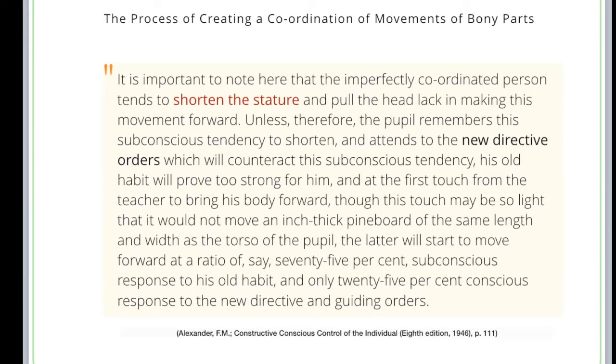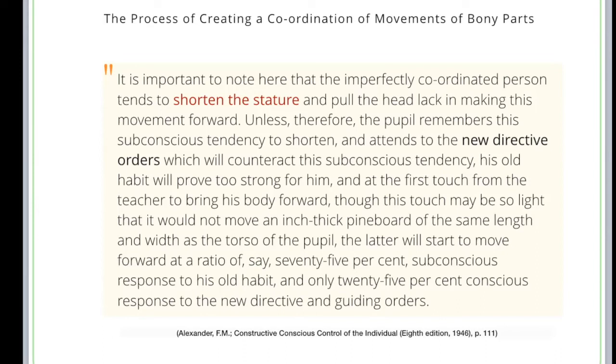His old habit will prove too strong for him. And at the first touch from the teacher to bring his body forward, though his touch may be so light that it will not move an inch thick pine board of the same length and width as the torso of the pupil, the latter will start to move forward at a ratio of, say, 75% subconscious response to his old habit, and only 25% conscious response to the new directive and guiding orders.